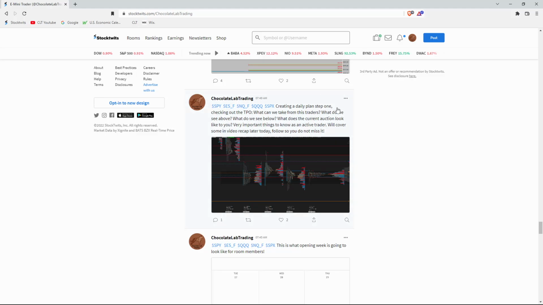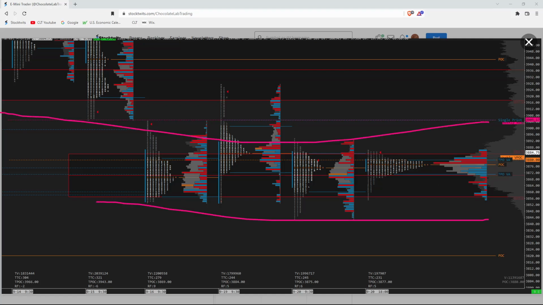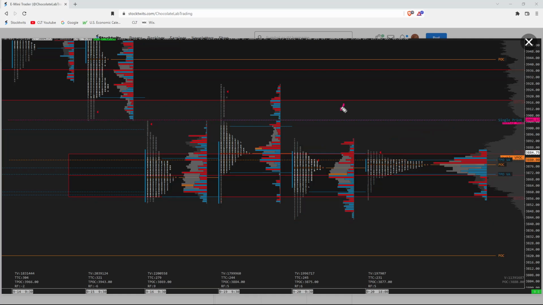All right, creating a daily plan, step 1, checking out the TPO. What can we take from this, traders? What do we see above? What do we see below? What does the current auction look like to you? Very important things to know as a trader. We could take things from the high of this session's TPO. We could take things from the low. We could look at where we're trading, where we are in the auction. We're trading in here, and we were talking about this balance area from last week. So we have structure to clean above and structure to clean below, all things that we could take and apply to create our own daily plans moving forward.